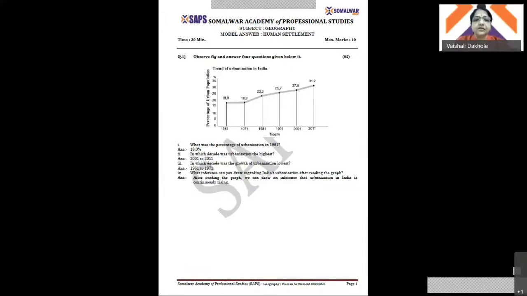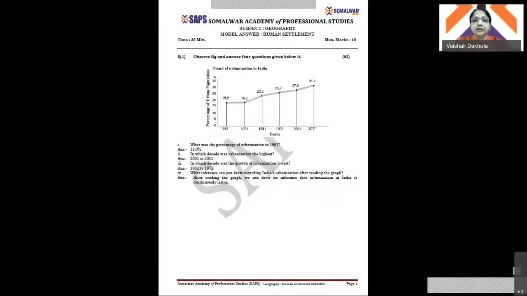As per the questions given here, in the first question a graph is given to you, and you have to observe that figure, and some questions are given below it. The questions are about the trend of urbanization in India. And the first question is, what was the percentage of urbanization in the year 1961?